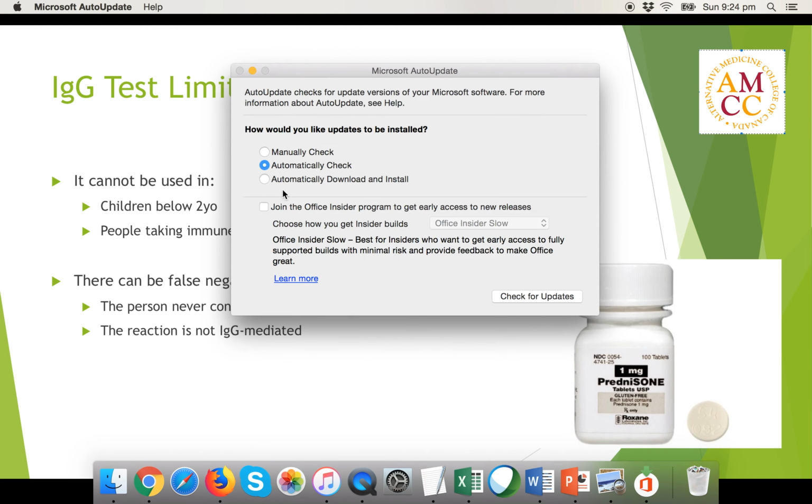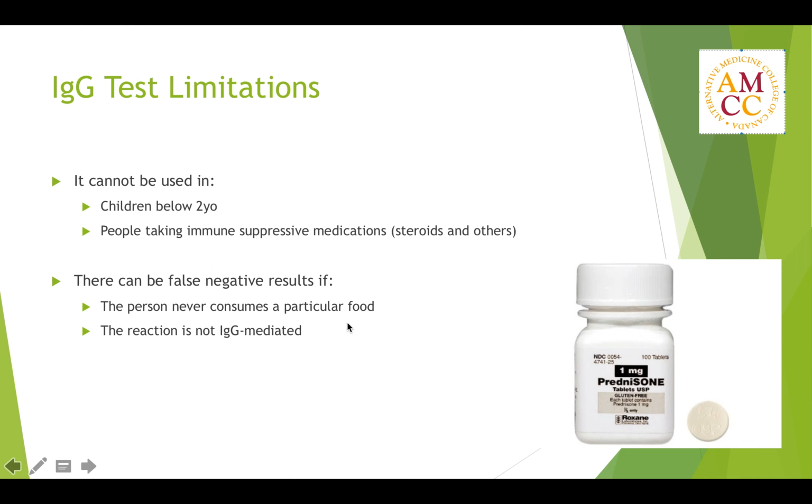Oops, sorry about that. My computer decided to do its updates.